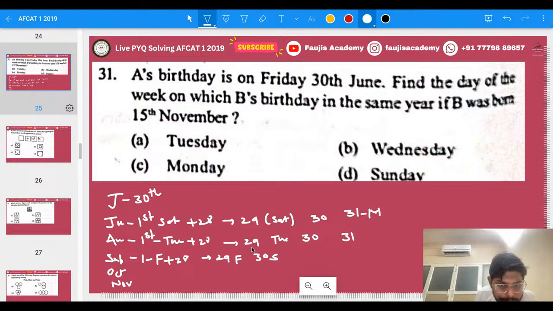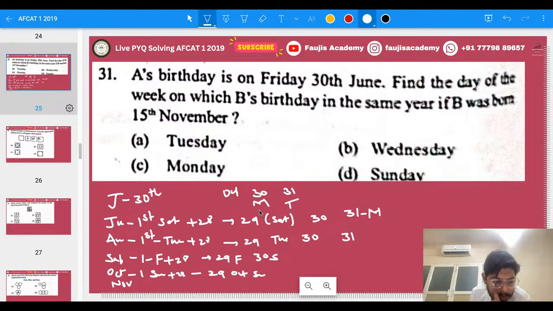October 1 will be Sunday. Plus 28, 29th October will also be Sunday. That means October 30 will be Monday, October 31 will be Tuesday, isn't it, guys?